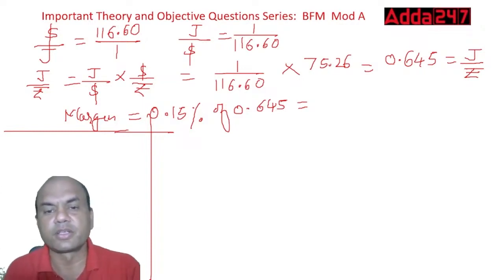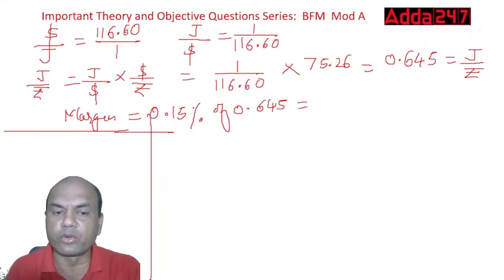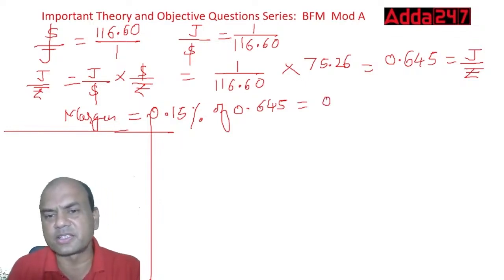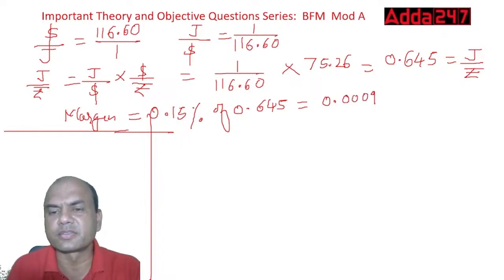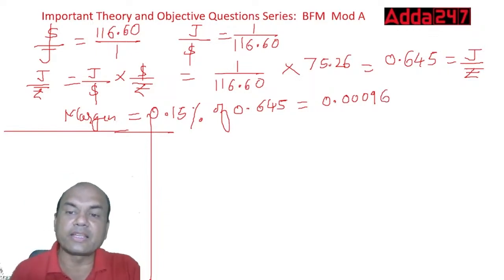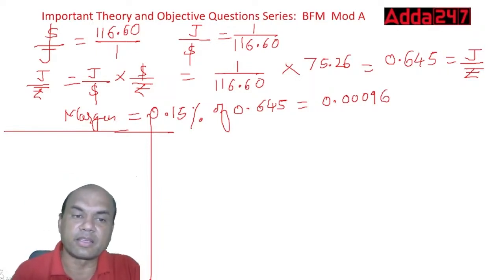Do this. 0.645 into 0.0015. 0.15% means 0.0015, right? It's very less, isn't it? 0.00009 something, 96, very less. Okay, so what do I do with this margin? I'll add this or subtract this. I'm selling, right? Whenever I'm selling, I'll add this.